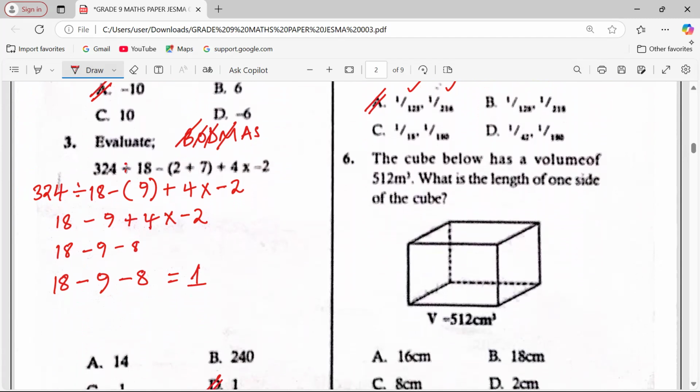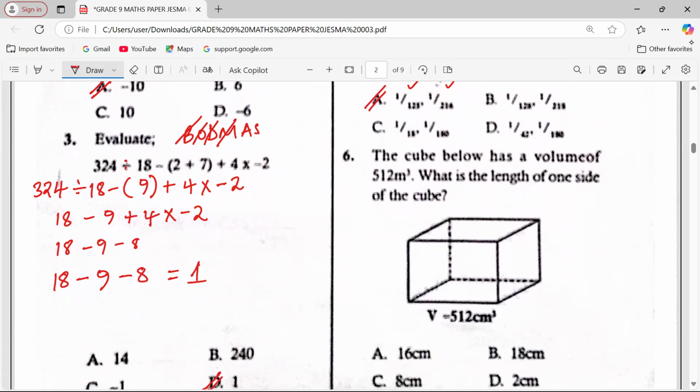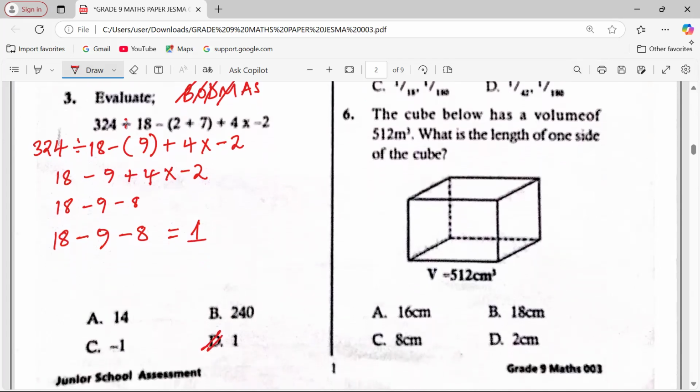Number 6, the cube below has a volume of 512. What is the length of one side of the cube? So the concern here is, how do we get volume? We just need to get side squared, or length times length times length, or length times width times height. Yet length, width, and height are also equal.